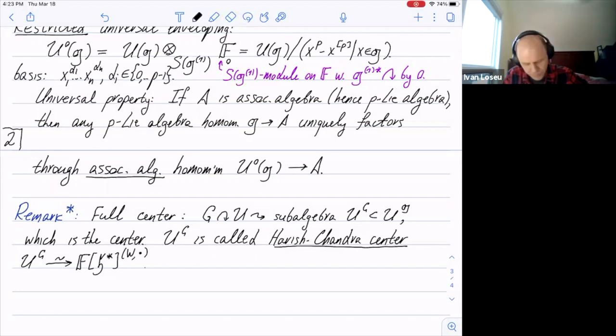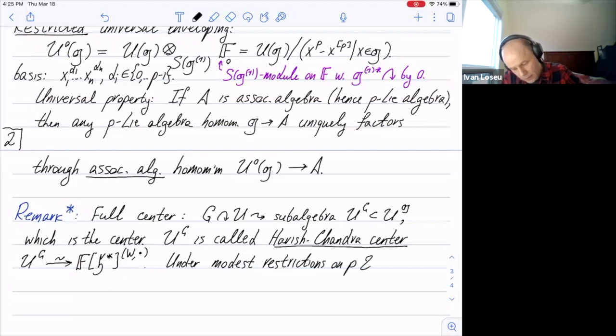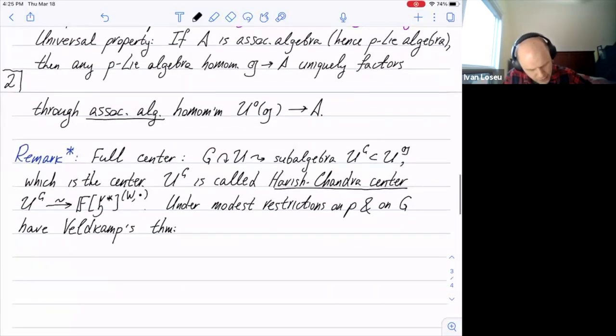And then, under some restrictions, and you can read about this in Jay's notes, so under some very modest restrictions on p and on G, we have the following theorem due to Veldkamp. I may be misspelling the name, I'll fix this in the notes. Which tells us that the center of U is isomorphic to the following thing.